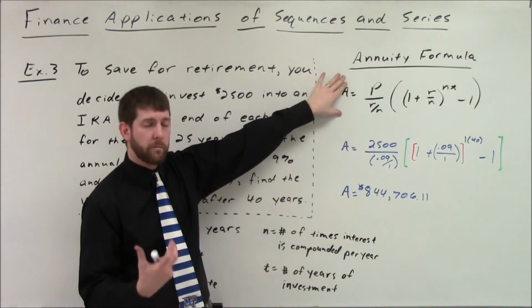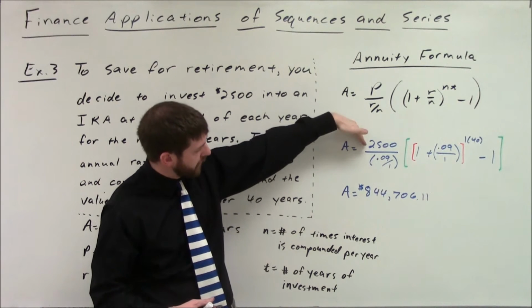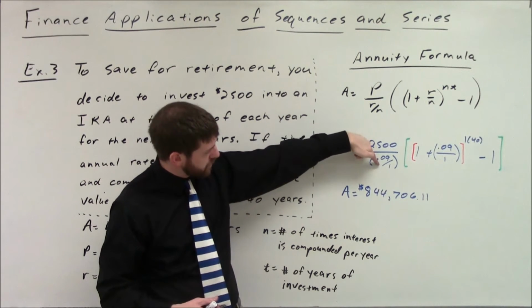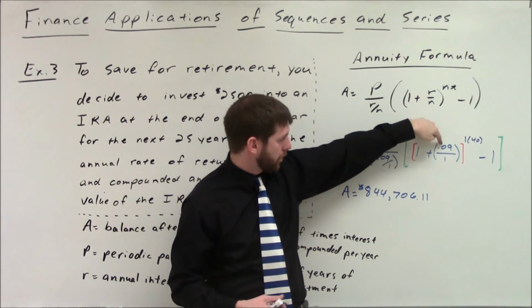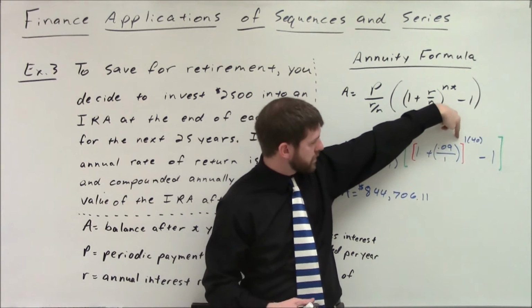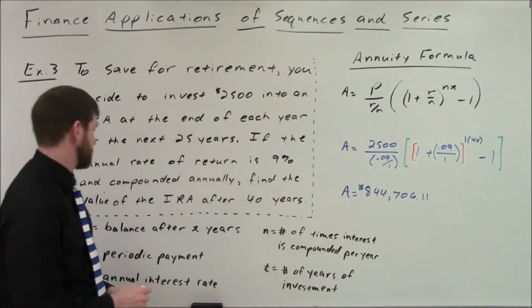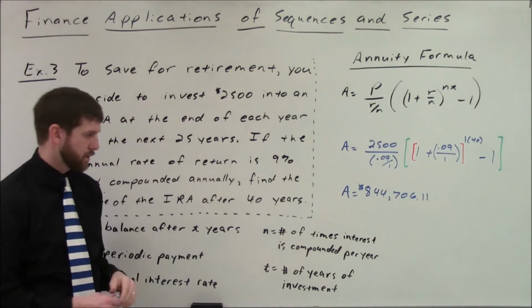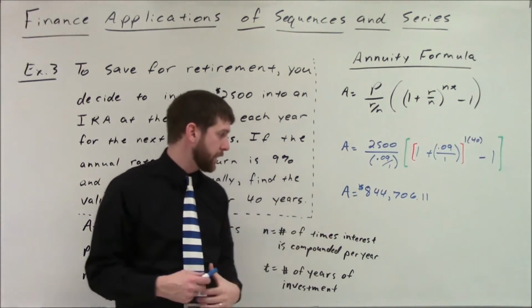So they're looking for the balance of the account. So we're just going to plug in our payment, $2,500 per year. Interest rate is 0.09 over 1. And then, again, R over N, 0.09 over 1, raised to the 1 and 40. N is 1 because it says we're compounding annually. That's one time a year. If it had said quarterly, N would have been 4 in that case.